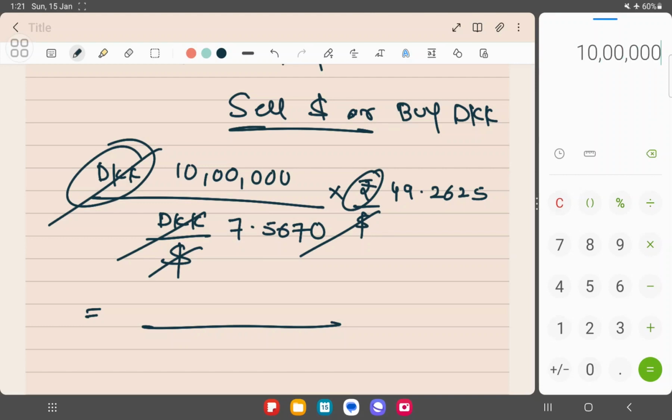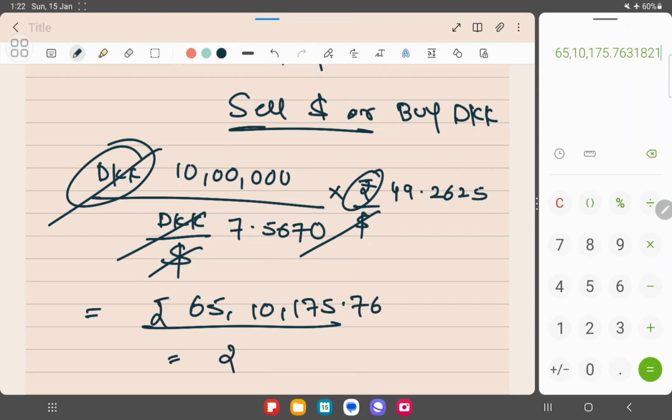10 lakh divided by 7.5670, multiply this whole thing on the calculator with 49.2625. This gives you 65 lakh 10,175.76. So I could say 176. Okay, I'm rounding this off. Rupee. Very important, the currency rupee. 65 lakh 10,176. Final answer.